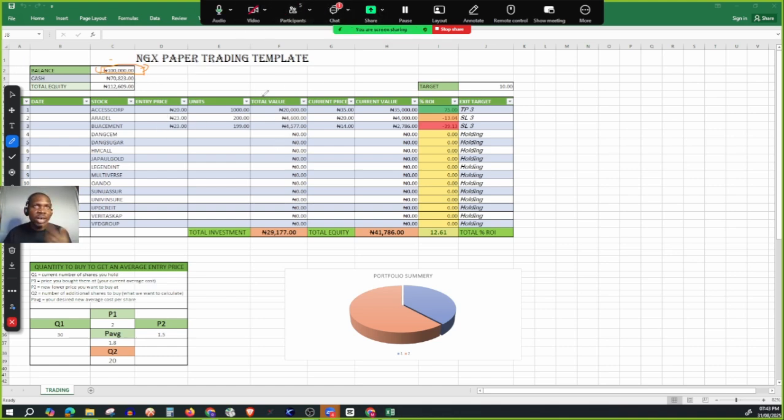Or I can go and change the currency if you want. If many people want the dollar one, maybe I will create a dollar version. So put your balance here. This one will calculate based on what you entered in this place. So what we will now do is you need to define your target. Just put a 20% target here in your trading portfolio.